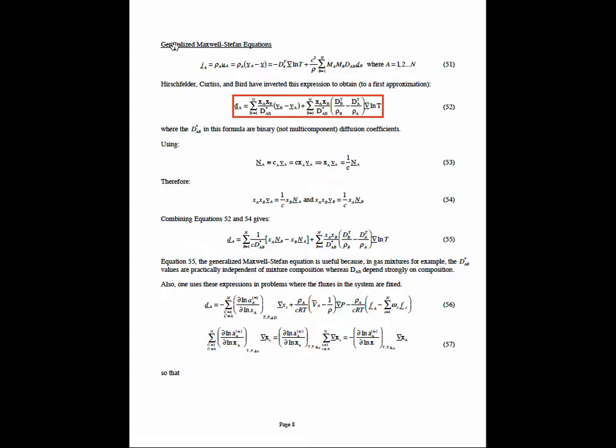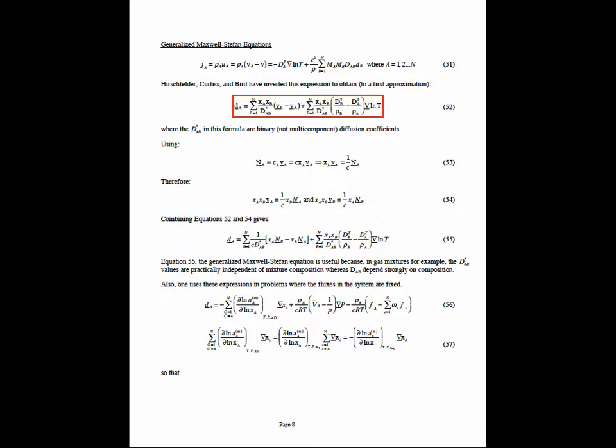Another approach to describing mass transport is the so-called Stefan-Maxwell, or in more recent times, Maxwell-Stefan equations. And I'll show you how those are derived. And there are circumstances under which they provide a much easier pathway to solving mass transport problems than the way we typically apply Fick's law.